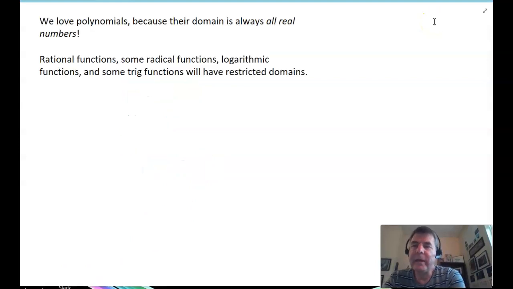In calculus, we love polynomials because their domain is always all real numbers. There are no restrictions on the domain of a polynomial, and that's great. Now, rational functions, we've already seen, you cannot let the denominator be 0. Some radical functions, if it's an even radical, like a square root or a fourth root, then the radicand must be positive or equal to 0. Some logarithmic functions have restrictions and some trig functions have restrictions. We'll get into those later on in the year.